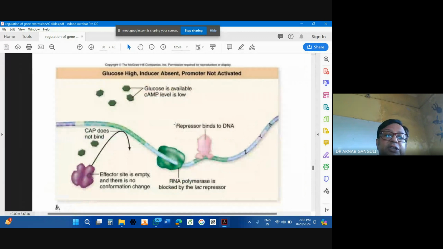जब ग्लूकोज हाई होता है, साइक्लिक एएमपी को कम कर देता है ग्लूकोज. When glucose is high, so the CAP complex cannot bind, no lactose, inducer is absent, repressor बाइंड करे. So CAP-cAMP complex नहीं है, cAMP नहीं है तो CAP कोई काम नहीं कर सकता है. It cannot induce expression and repressor is binding. So this is the lactose operon.